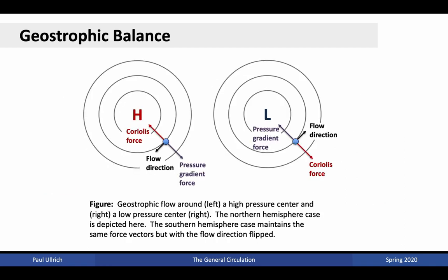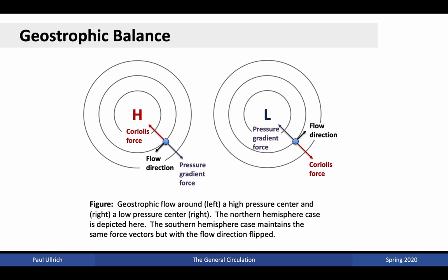Geostrophic flow implies certain flow directions about local high and low pressure centers. On the left-hand side here, we have a typical flow diagram around a high pressure center. Specifically, the pressure gradient force works to push the fluid parcel away from the high. That is, the tendency for pressure gradient force is to push fluid parcels from high pressure to low pressure.